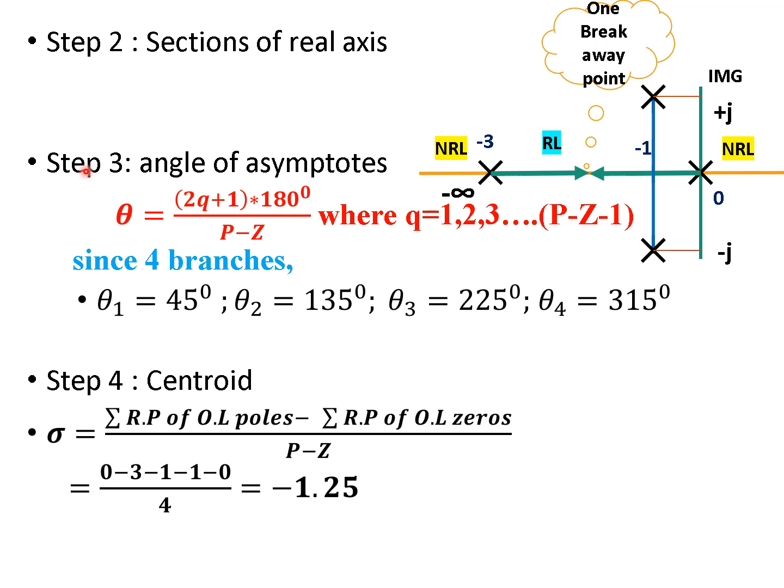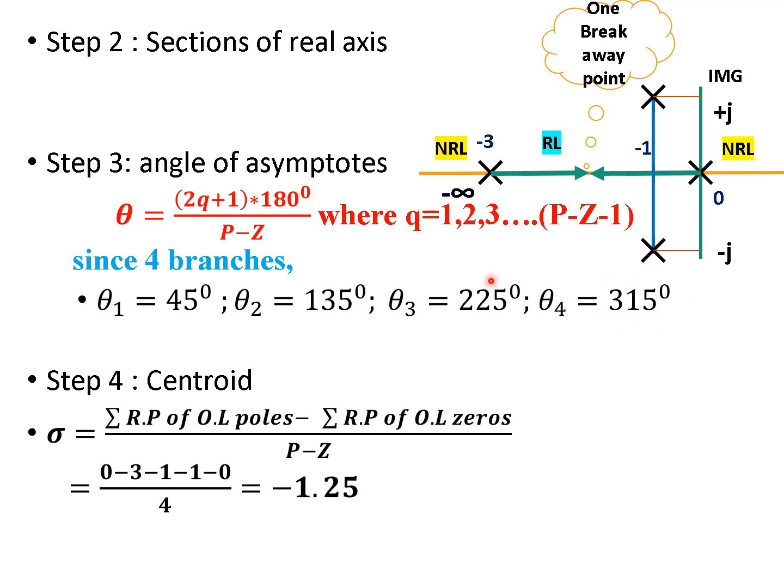Step 3. Angle of asymptotes. Theta is equal to (2q plus 1) times 180 degrees divided by p minus z, where q varies from 0, 1, 2, 3. Since there are four branches, we get four asymptote angles. When I substitute q is equal to 0, the angle obtained is 45 degrees. When q is equal to 1, the angle is 135 degrees. When q is equal to 2, the angle is 225 degrees. When q is equal to 3, the angle is 315 degrees.